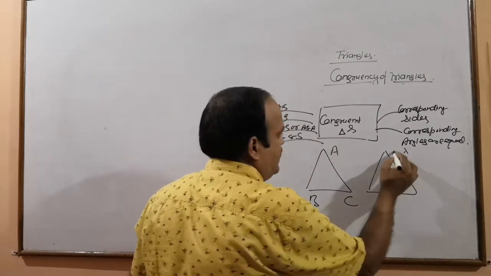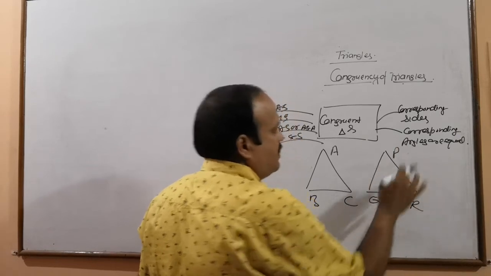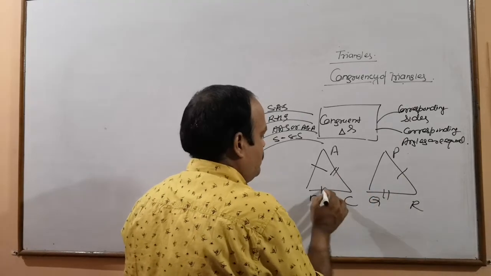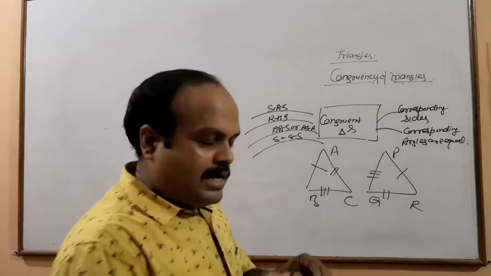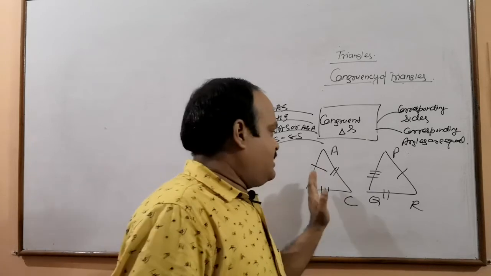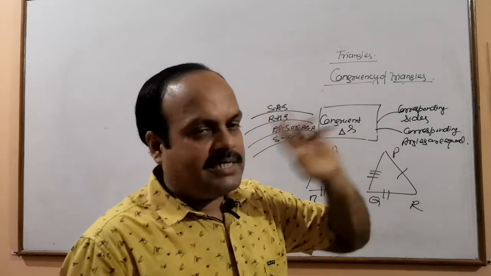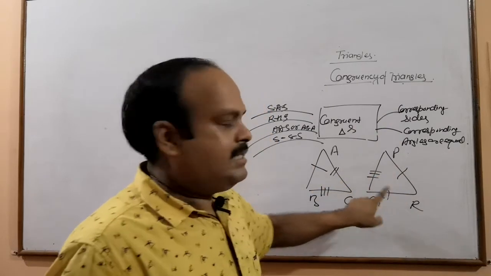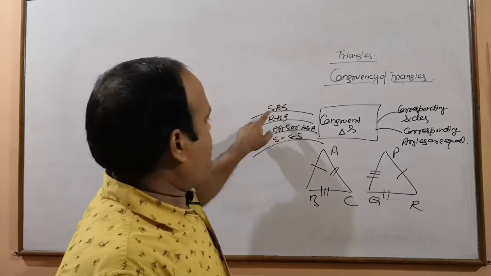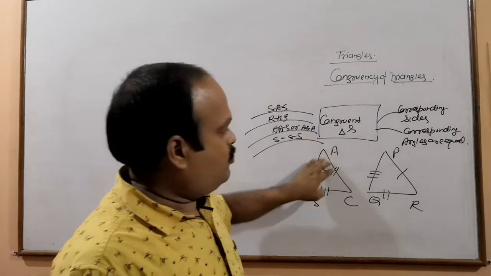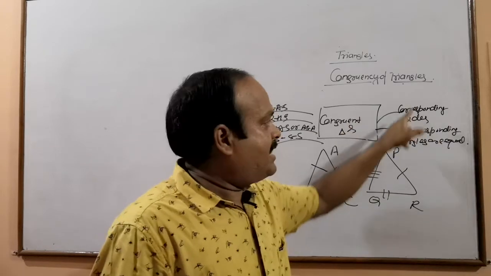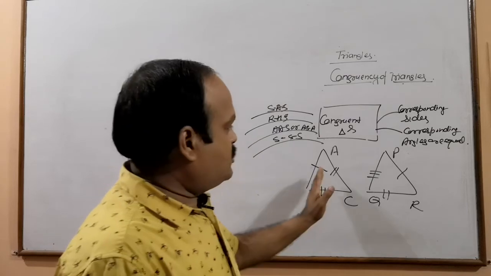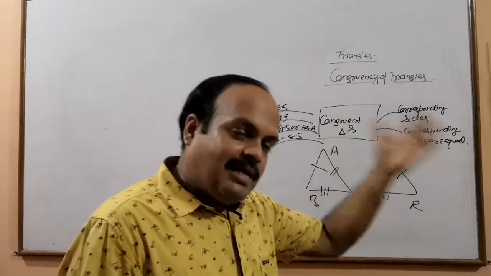ए बी सी, पी क्यू आर, अगर ये इसके बराबर है, ये इसके बराबर है और ये इसके बराबर है, तो क्या ये कॉन्ग्रुएंट हैं? इसके तीन साइड इसके तीन साइड्स के रेस्पेक्टिवली बराबर हैं. देखिए कौन? ये वाला इसके, ये वाला इसके, ये वाला इसके बराबर है. तो इस टेस्ट से, SSS से दोनों कॉन्ग्रुएंट हो गए. और अगर कॉन्ग्रुएंट हो गए तो मैंने क्या लिखा? करस्पॉन्डिंग साइड्स एंड करस्पॉन्डिंग एंगल्स आर इक्वल. तो साइड्स तो पहले से इक्वल हैं, तो करस्पॉन्डिंग एंगल्स विल बी इक्वल.